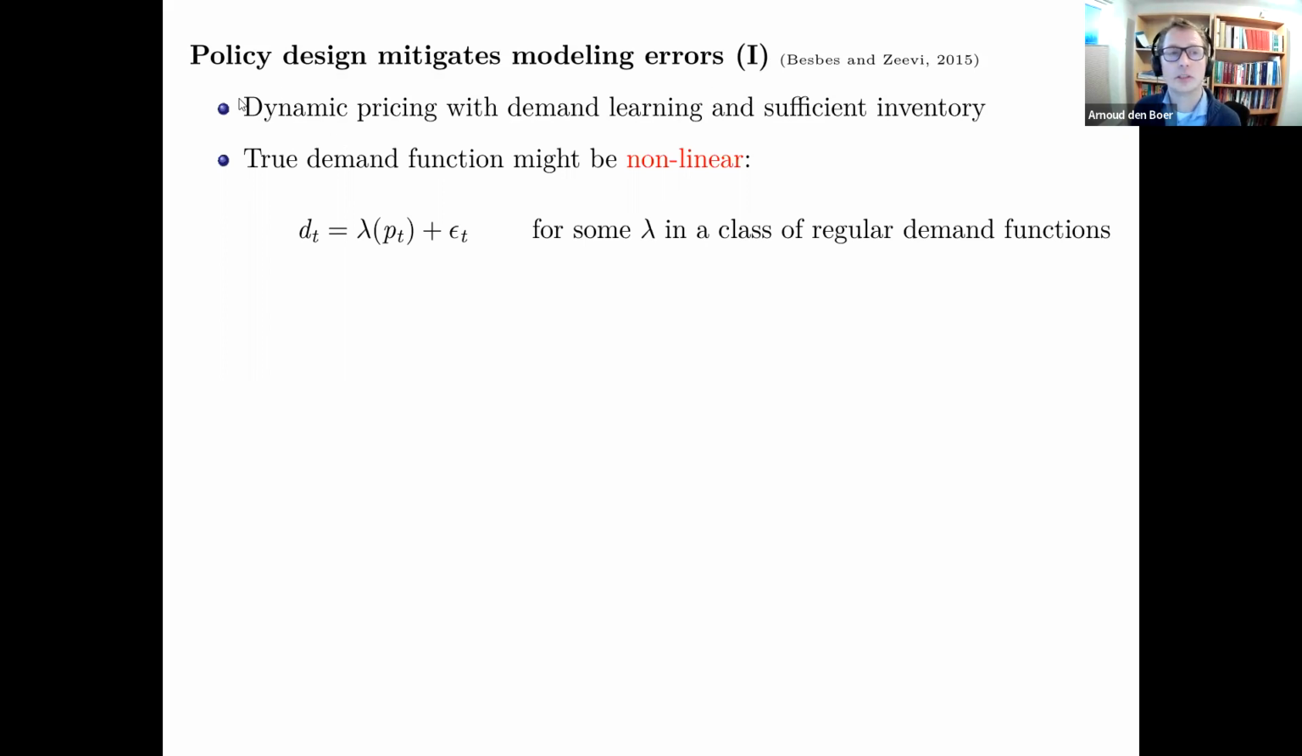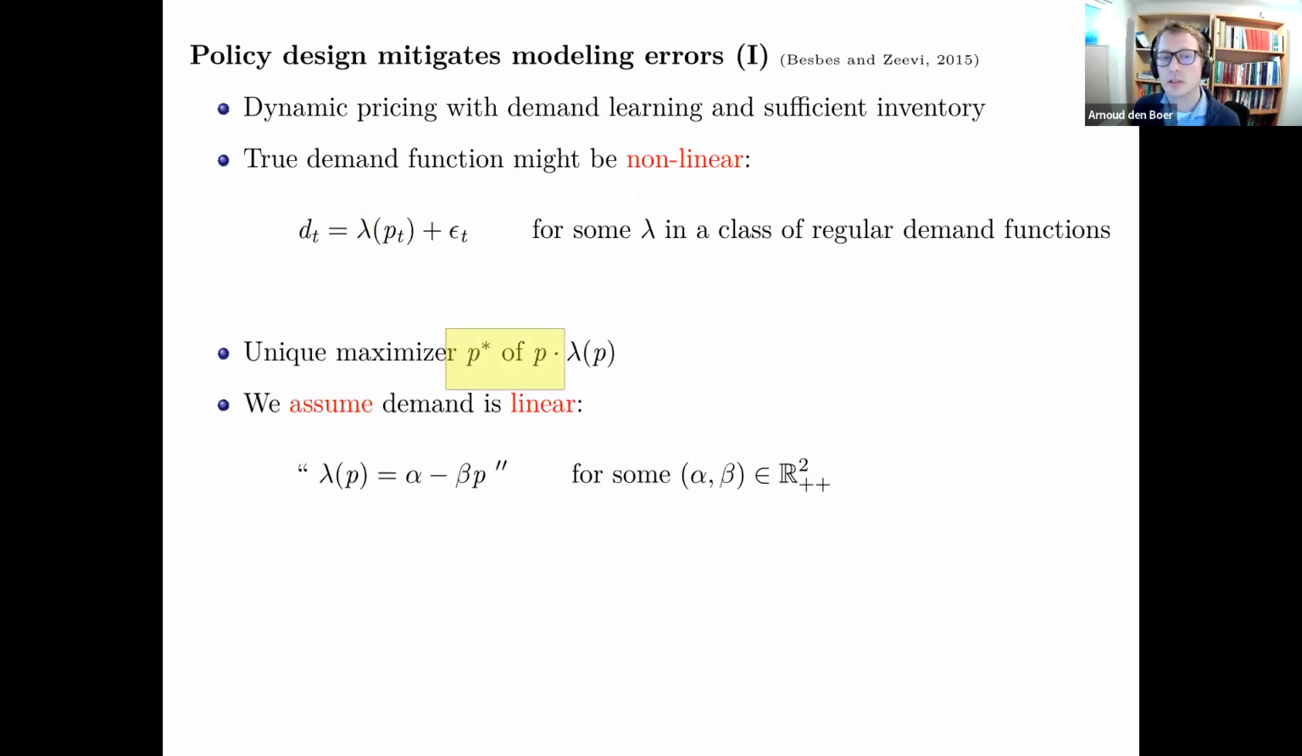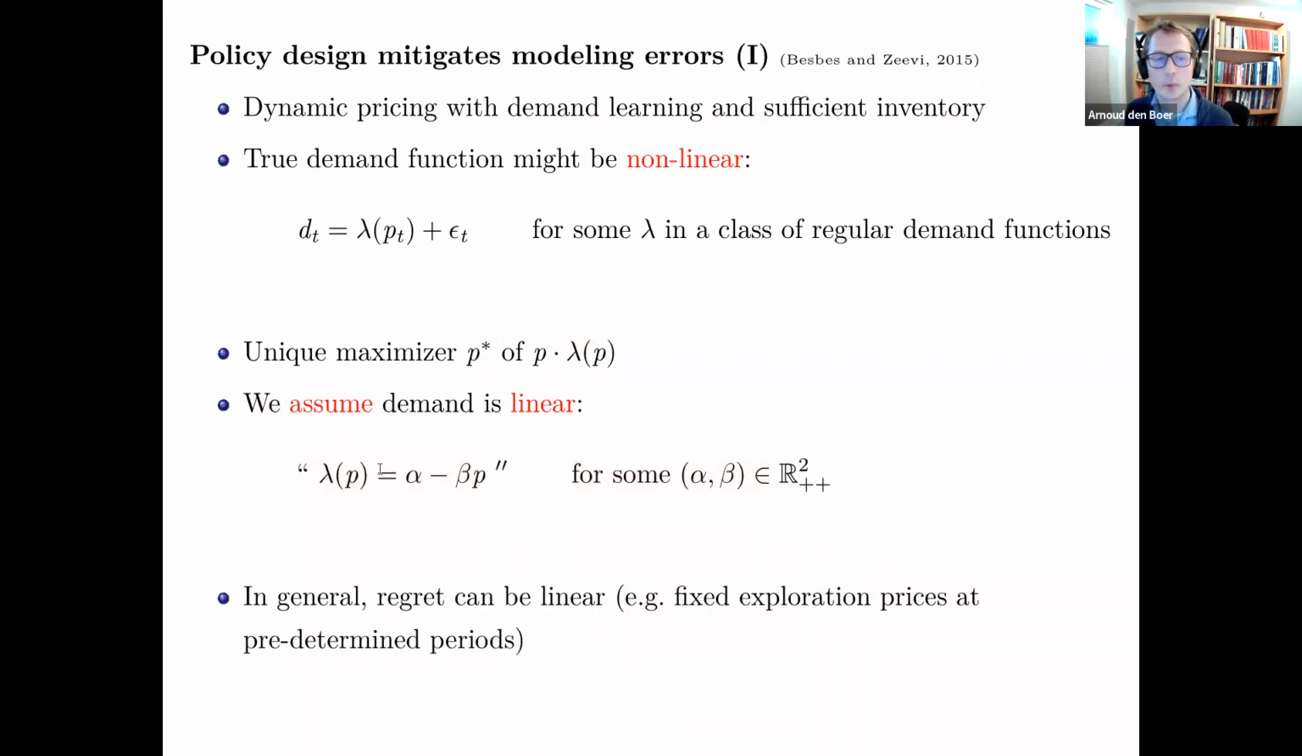They say, we consider pricing with learning, sufficient inventory. The true demand function that we don't know, lambda, is possibly nonlinear, with some assumptions. For example, we want to have a unique optimal price. But the decision maker assumes it is linear. Now, is that the problem or not? It depends. There are bad policies, for example, with fixed exploration prices at fixed time periods. Then you get linear regret. But in this paper, they say, sometimes it doesn't matter at all.